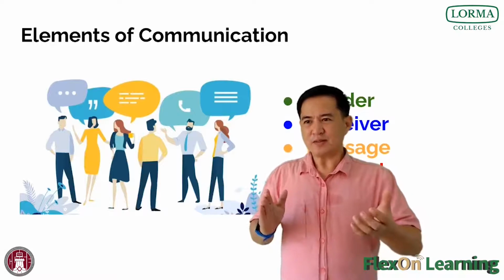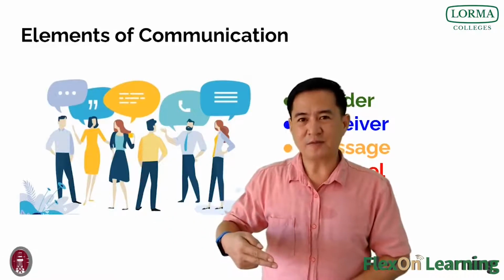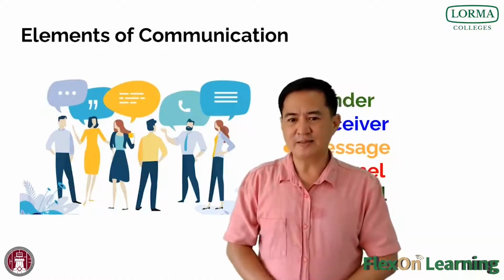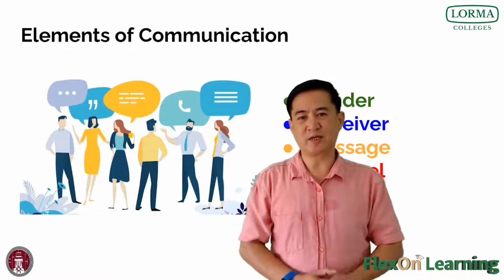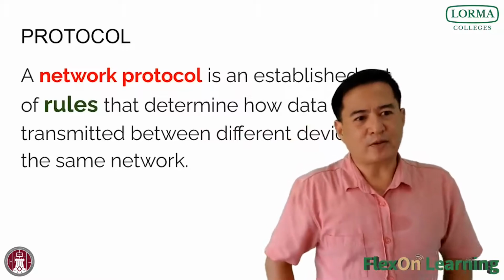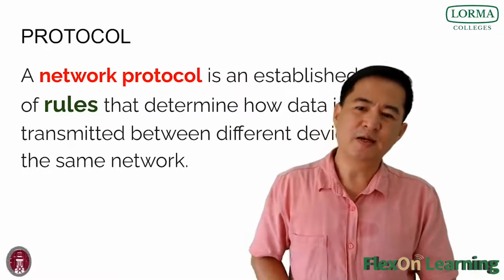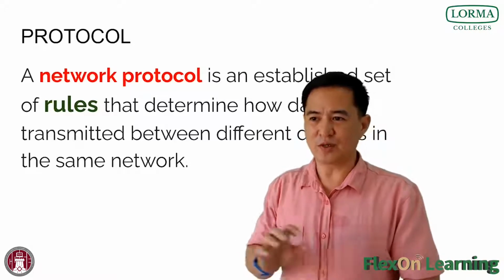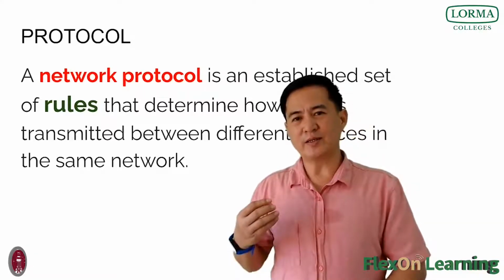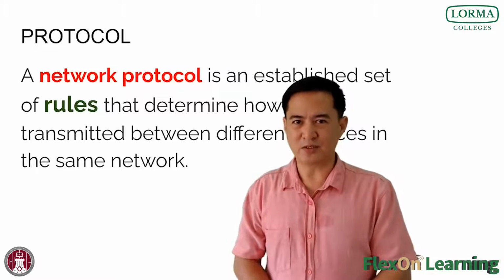So again, for the elements of communication, we have a sender who can also be a receiver after some time. You just change position. You have a message to be communicated. You have a channel, and you have this set of rules that governs the communication. A network protocol is an established set of rules that determine how data is transmitted between different devices in the same network. In short, it's a set of rules that governs data communication. So we follow these rules. Everyone who is involved in the communication process should understand the rules. Otherwise, communication will not take place.